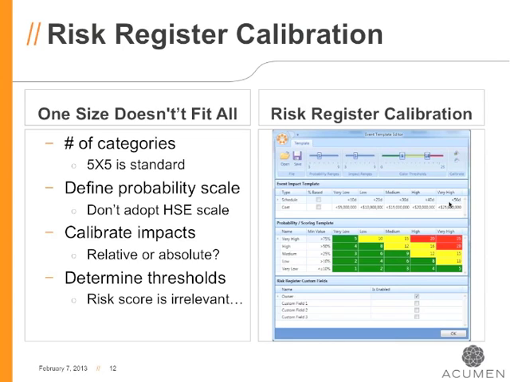And again, in Acumen Risk, there's actually a utility for automatically calibrating your risk matrix. So again, it's another step towards taking out one of the potential pitfalls that a lot of projects fall into.